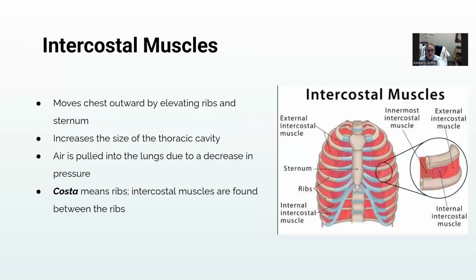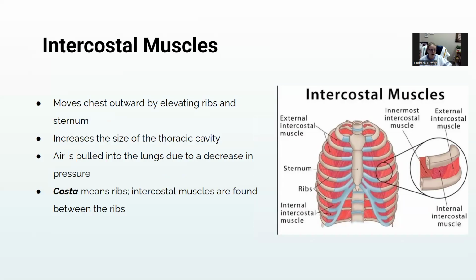Your intercostal muscles: each rib is protected by costal muscles, and the muscles in between each rib are called the intercostals. This is what helps increase the size of the thoracic cavity whenever we breathe in. These are all muscles.